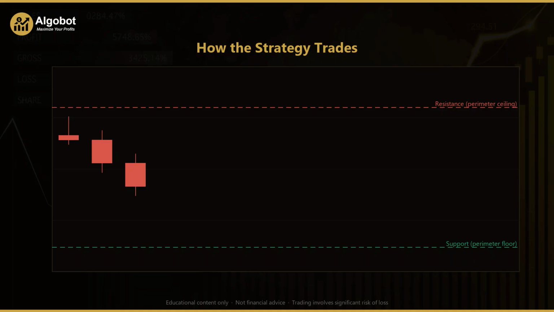Watch the opening candles. Price drifts down from the upper part of the range, slipping from around 1.088 toward the floor. Each candle steps lower. There's no rejection yet, just price traveling across the range toward support. By the fourth candle, we're pressing right up against that green support line.